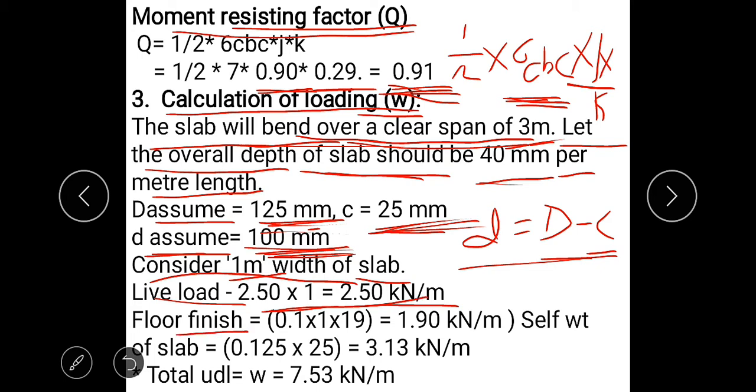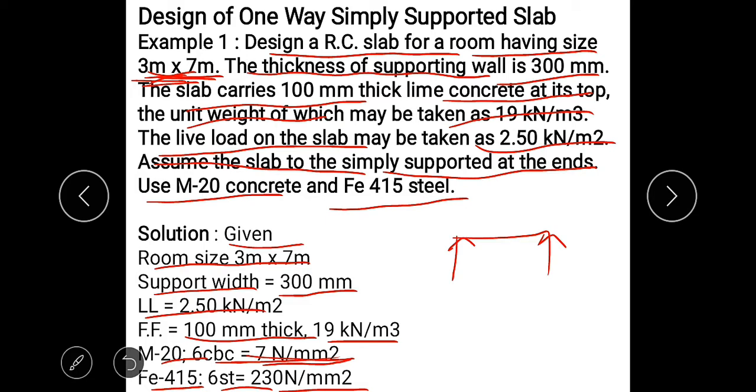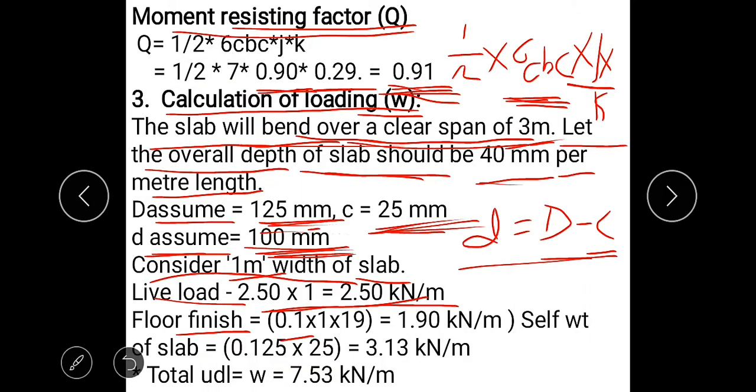Floor finish 0.1. What is 0.1? Here 100 is given. 100 mm thick means after the slab, the slab carries 100 mm thick lime concrete. So lime concrete is 100 mm. In meter, 100 mm is 0.1, into 1 meter, as we are calculating all for 1 meter. So 1 into 19, the unit weight of lime concrete is 19. So 0.1 is depth, into 1 meter, into 19 is unit weight. So 1.90 kilonewton per meter is the floor finish weight.